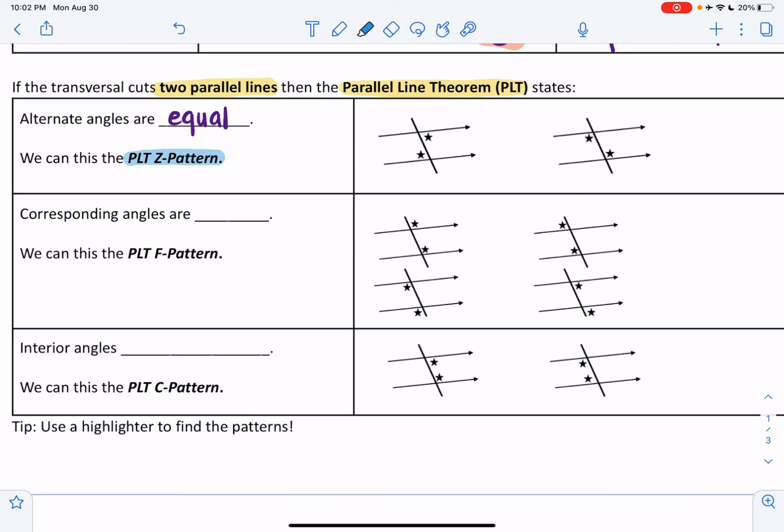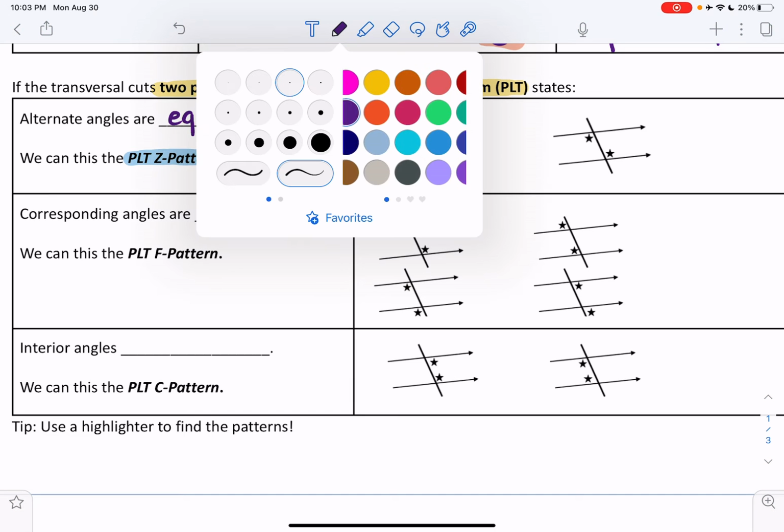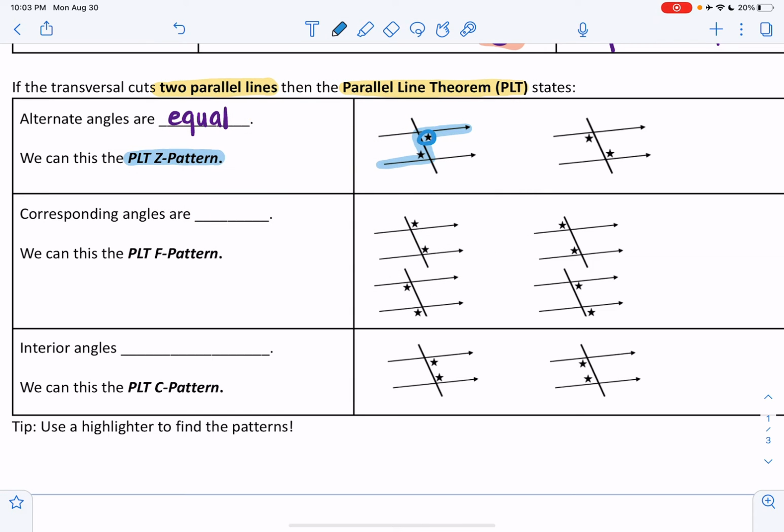So here's an example. First, I check to make sure I have parallel lines. Doesn't work if I don't have those. So here we notice our two parallel lines because of those arrows. And now I want to find some alternate angles. Now, my suggestion to you is to highlight the letters to help you see it. So here we have our Z. So that means that these two angles in here are going to be equal to one another. So whatever this one is, that one is.